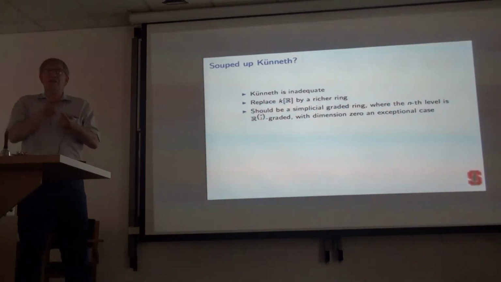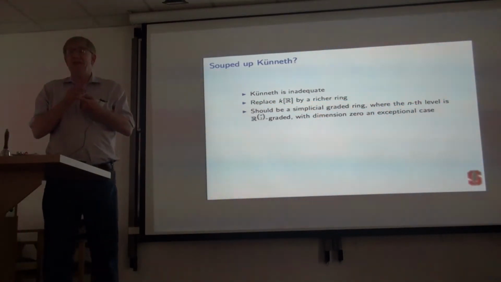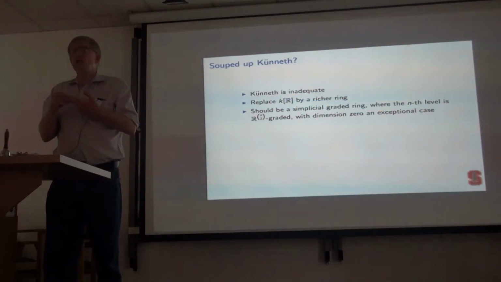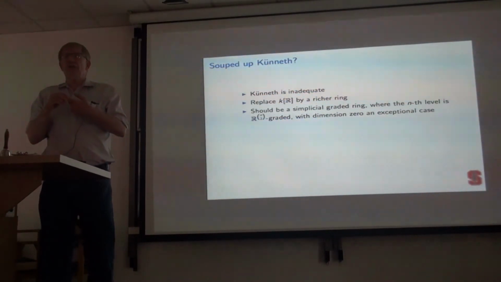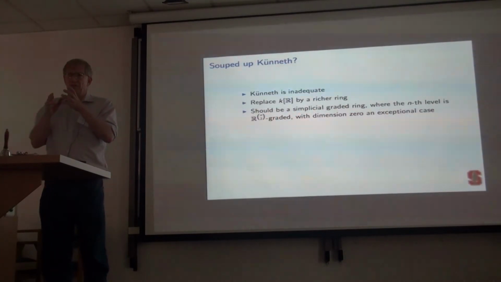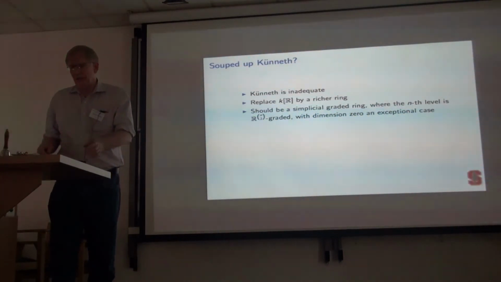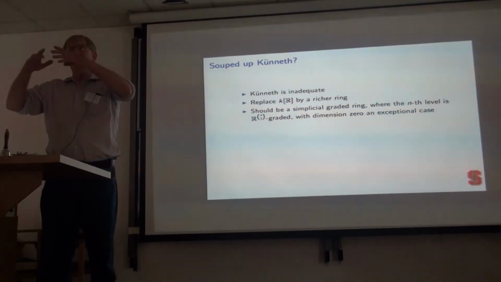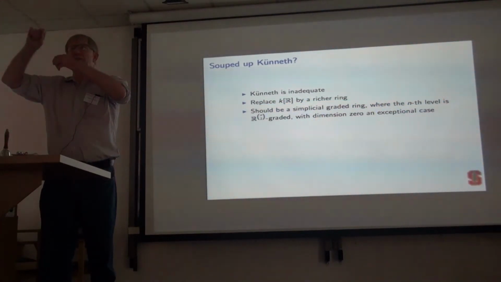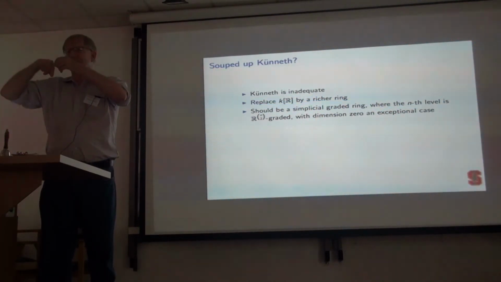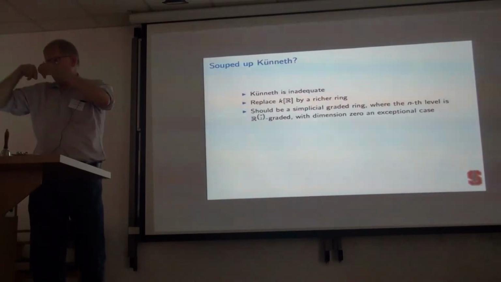So in dimension 0, it should be graded by R. It should just be K of R. In dimension 1, similarly, it should be that. But in dimension 2, it should have a three-way grading. So it should be graded by R cubed, corresponding to the fact that in the boundary of the 2-simplex, I have three different edges.